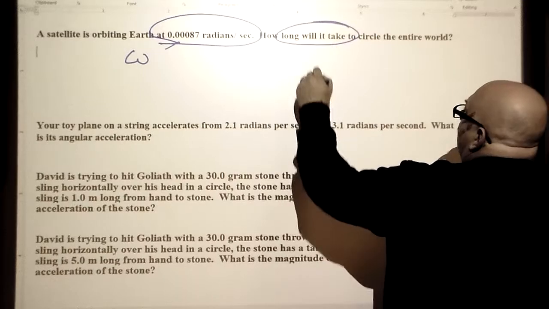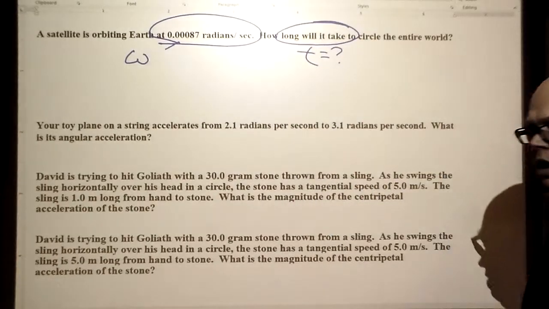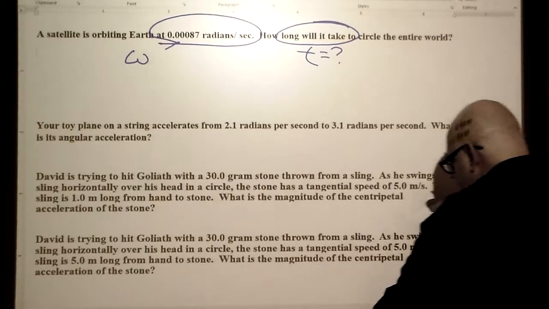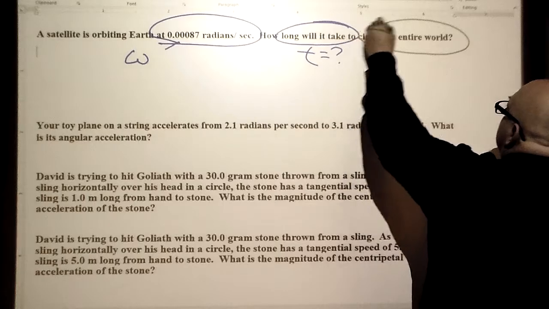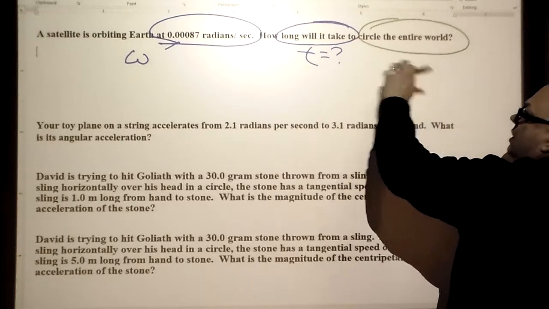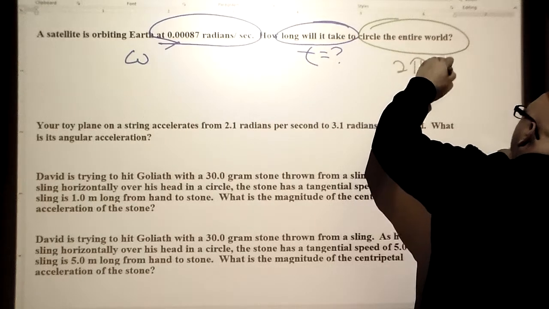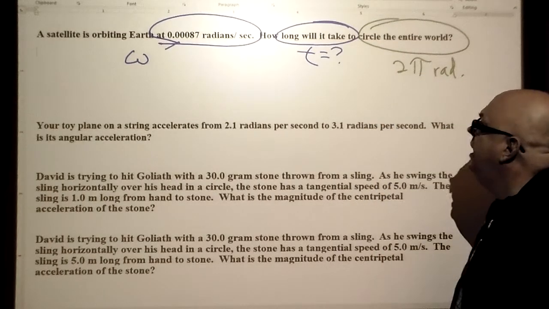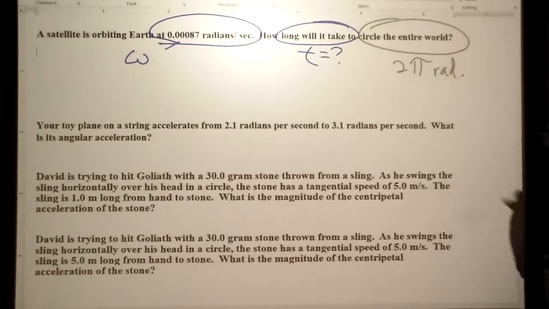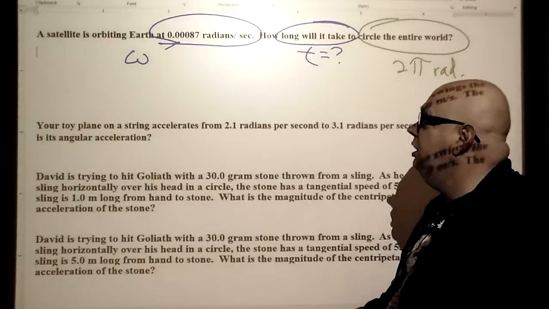We're looking at here, how long will it take? So they're asking us for our time. How long is it going to take? And then the question is, well, wait a minute, how much did it travel? Well, it circled the entire world. Since we're dealing with radians, then that means it's 2 pi radians for circling the entire world. Okay? Now, that being said, we have our 3 pieces. Now, this kind of looks familiar. You might think about an earlier chapter.